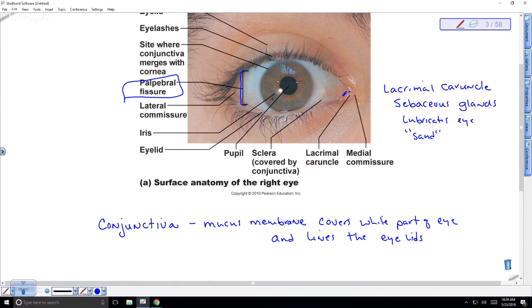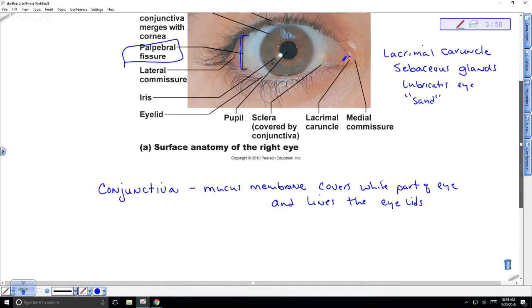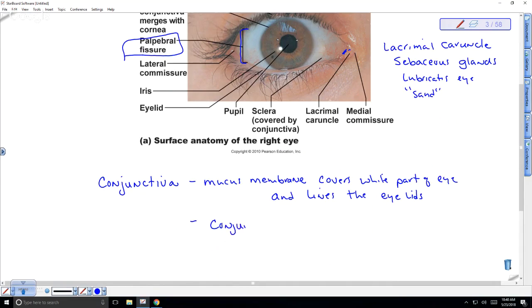So when you get an infection, this is called conjunctivitis, an inflammation of the conjunctiva. This can be bacterial or viral. And there's a lot of debate about what to do with people that have conjunctivitis, because this is also sometimes referred to as pink eye, and it can be highly infectious.